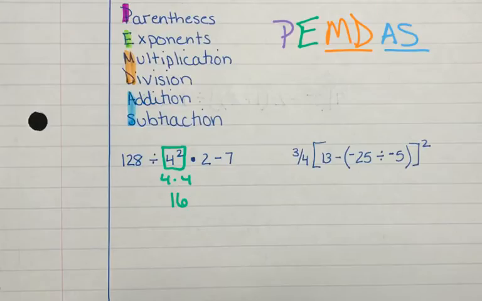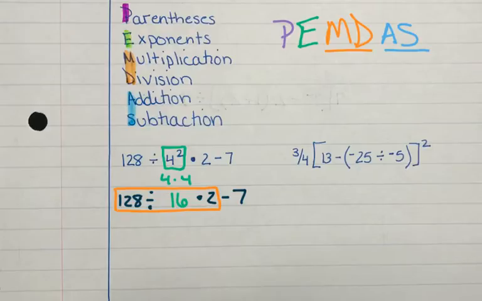Now I'm just going to bring everything else down. So I have 128 divided by 16 times 2 minus 7. So as you can see, I just brought everything else down that I didn't use. So I did the exponents. Now I'm moving to multiplication and division. Well, I see that right here, I've got division and multiplication. So we are going to do that in the order that I see it.